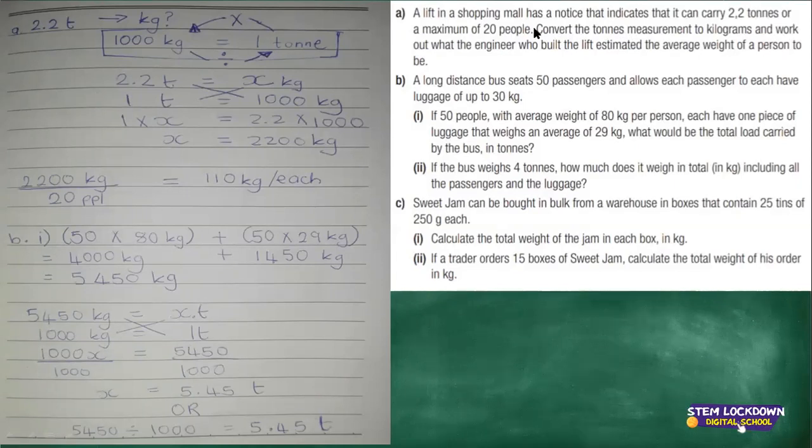You've seen in lifts, usually there's a maximum of 13 people or so. That is based on an assumption, or an estimate, of the average weight of those 13 people. So right now we will do the calculations and get the answer here. We are converting the tons measurements to kilograms and then working out what the engineer who built the lift estimated the average weight of a person to be.